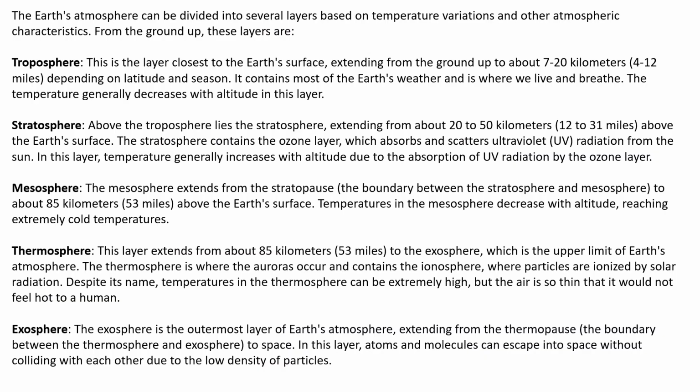So these layers of the atmosphere are five in number. From the lowest is the troposphere, followed by the stratosphere, mesosphere, thermosphere, then the exosphere. These layers are mainly distinguished by the variations in temperature and other atmospheric characteristics such as pressure and density. So let's begin with the first layer, which is the troposphere.